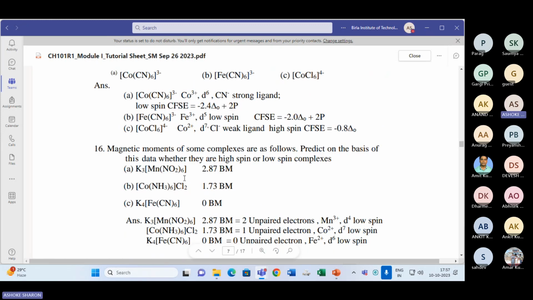Calculate the magnetic moment of these. I think I have discussed first how you can calculate the magnetic moment effectively. First you calculate the oxidation state of the central metal ion, then find the number of unpaired electrons by filling in the crystal field, and from there use the equation √n(n+2), and you will get this.